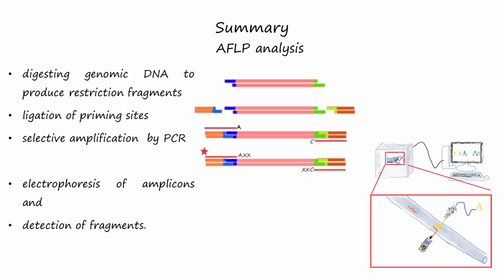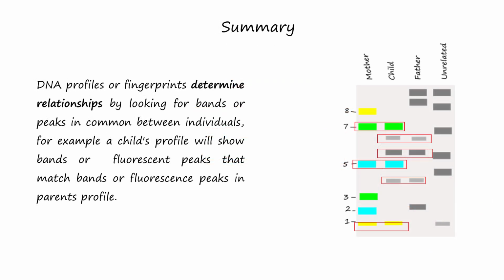AFLP analysis involves digesting genomic DNA to produce a population of restriction fragments, ligation of priming sites, selective amplification by PCR, electrophoresis of amplicons, and detection of fragments. DNA profiles or fingerprints detect relationships by looking for bands or peaks in common between individuals.